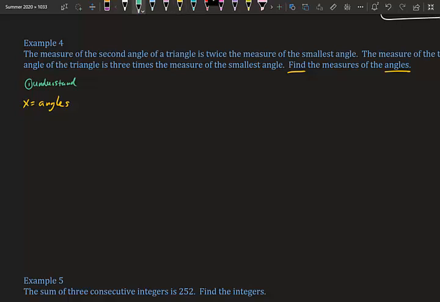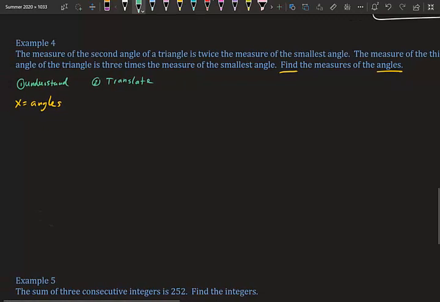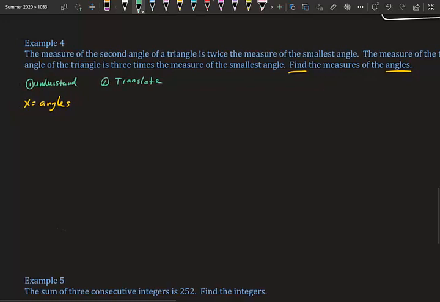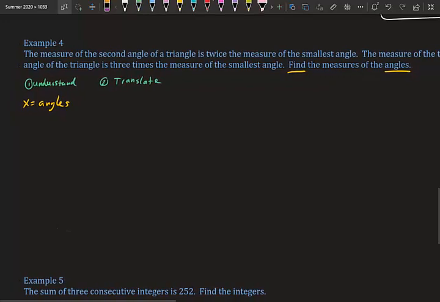So our second step is to translate. So to translate, I'm going to break this down completely, just like I did in example 2. So the measure of the second angle of a triangle is twice the measure of the smallest angle. Still does nothing for me. The measure of the third angle of the triangle is 3 times the measure of the smallest angle. Find the measures of the angles.